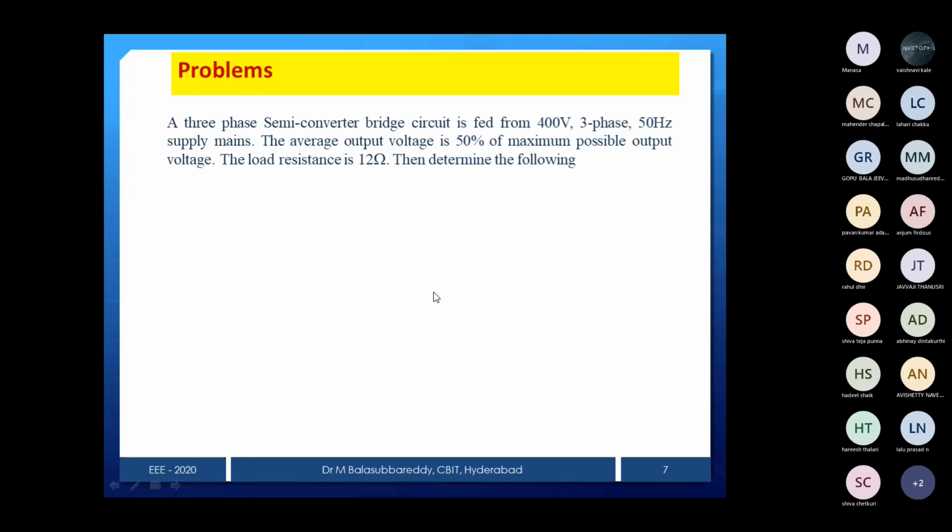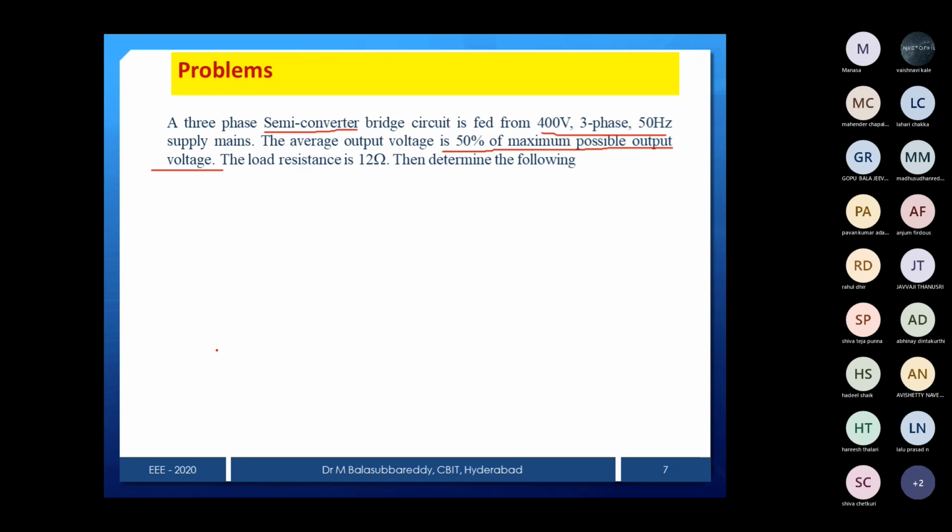And now another problem you can see, a three phase semi converter. Now the converter is a semi converter. It is fed from a 400 volts 3 phase 50 Hz supply, and the average output voltage is 50% of the maximum possible output voltage.